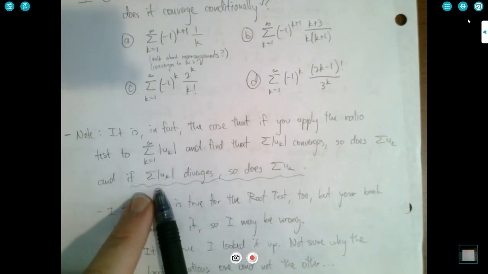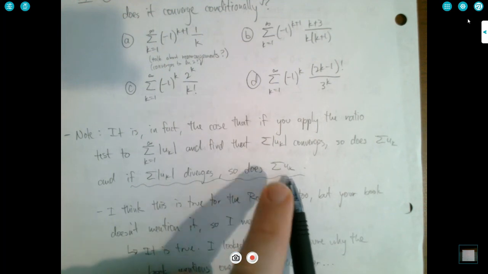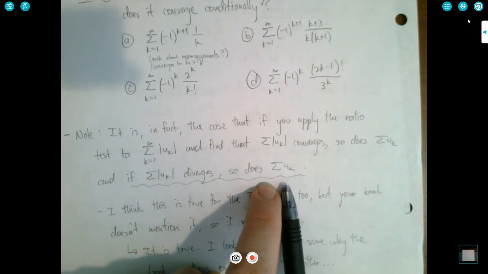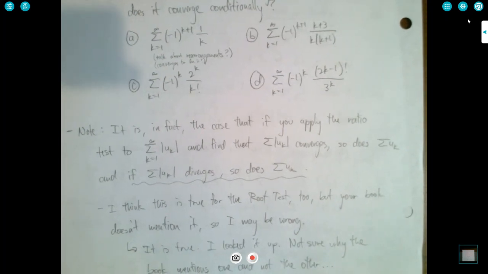If you find that the series of absolute values diverges, then so does the original series, and you don't even have to apply the alternating series test. Okay? So your book actually gives this its own name. It calls it the ratio test for alternating series, but it's nothing new. It's the same test as before. It's just that with the ratio test, you don't even actually have to do the alternating series test.